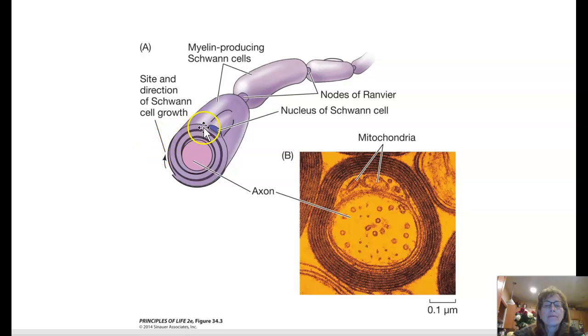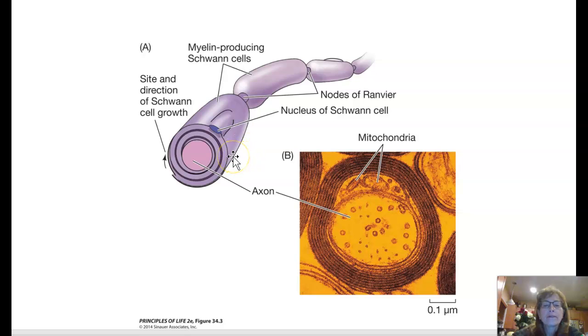Here you can see an example of it. The cell itself is the purple, the darker purple. It's wrapping around like a jelly roll, and here's the actual axon on the inside. Here's the nucleus of that actual Schwann cell. In the peripheral nervous system, Schwann cells individually wrap, like here's one and here's another, and we could just keep going down. All of those are individual Schwann cells.